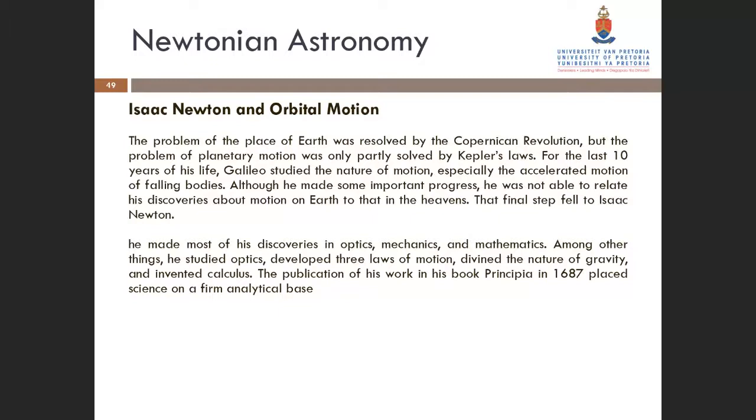For the last 10 years of his life, Galileo studied the nature of motion, especially the accelerated motion of falling bodies. Although he made some important progress, he was not able to relate his discoveries about motion on Earth to that of the heavens. That final step fell to Isaac Newton.